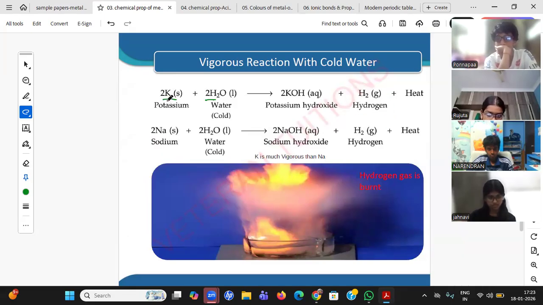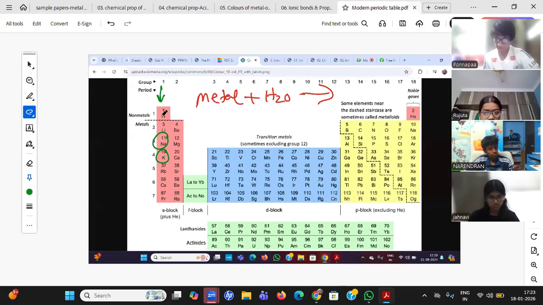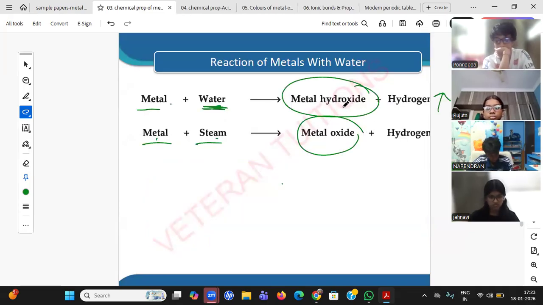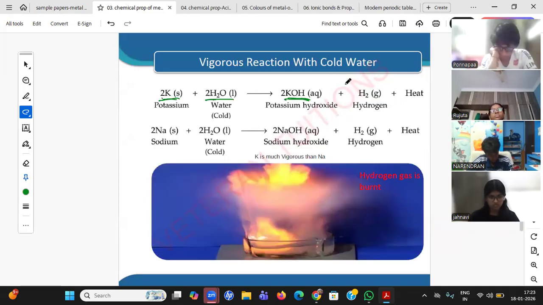Okay, so anyhow, metal plus water, whatever water I am taking, still cold water. Whenever cold water is not able to react, then I'll use hot steam. In the first group we have seen that they all react so heavily with cold water only. So metal plus water gives metal hydroxide plus hydrogen gas plus heat.